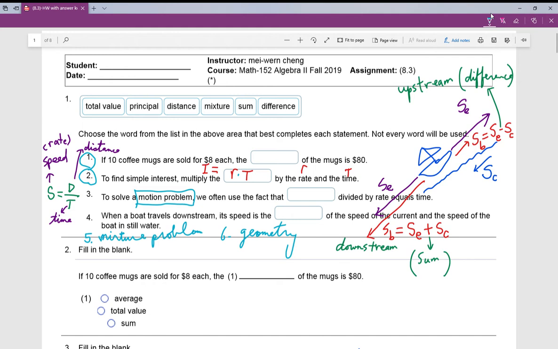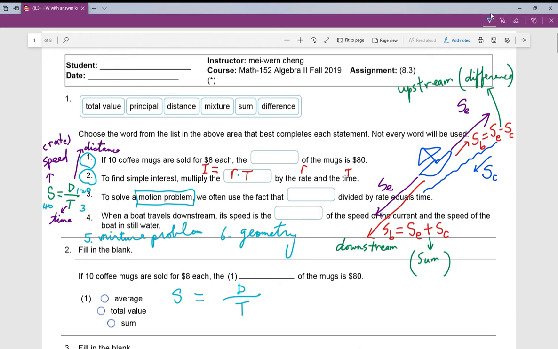Now motion problem, first the speed. When you drive a car, how do you calculate the average speed? The distance divided by time. For example, in 3 hours, you drove 120 miles. Then the speed is 40 miles per hour. So speed equals distance divided by time. So the author used the fact that rate equals distance divided by time. Let me write down here. Speed equals distance divided by time.